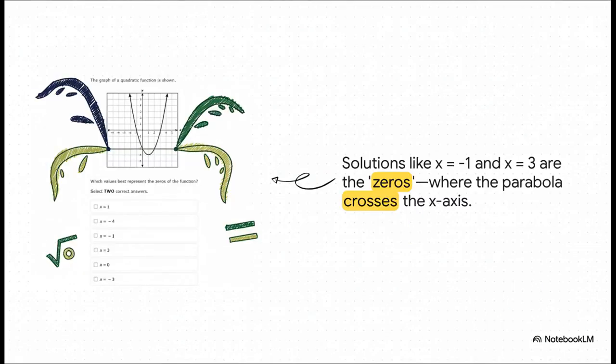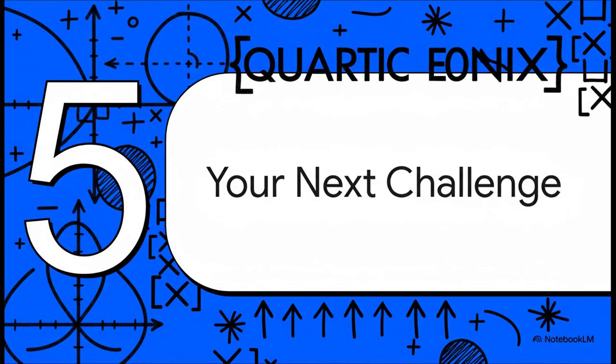And let's bring this all the way back to the beginning. Those solutions we find, the roots, they actually have a visual meaning. They are the zeros of the function. And on a graph like this one, they are the exact points where that parabola crosses the horizontal x-axis. The algebra and the picture are telling the exact same story. How cool is that?